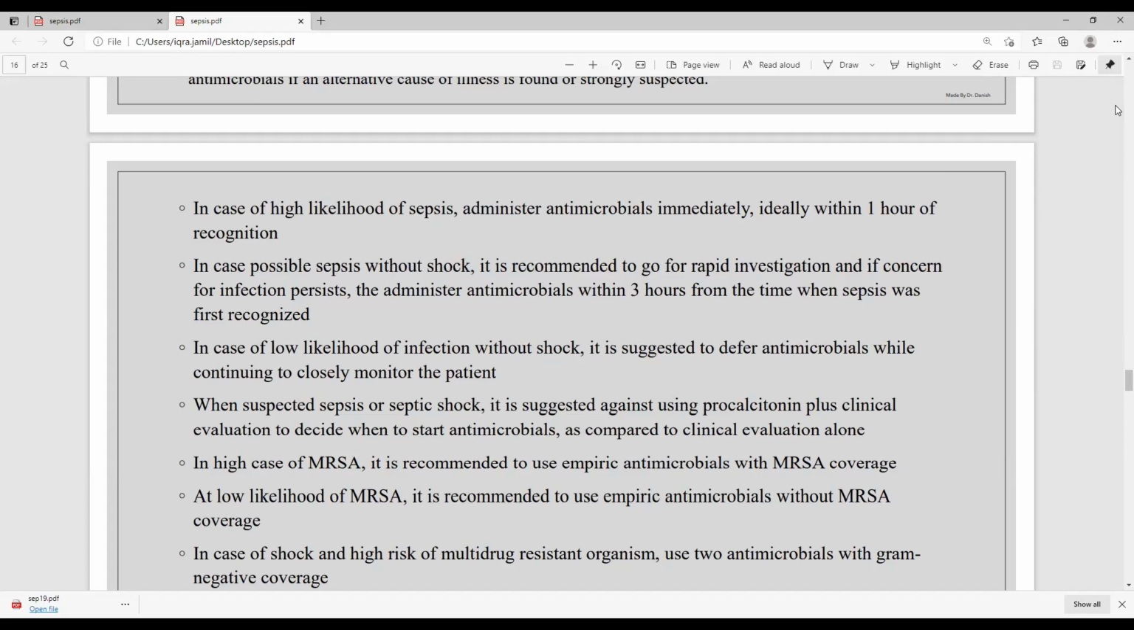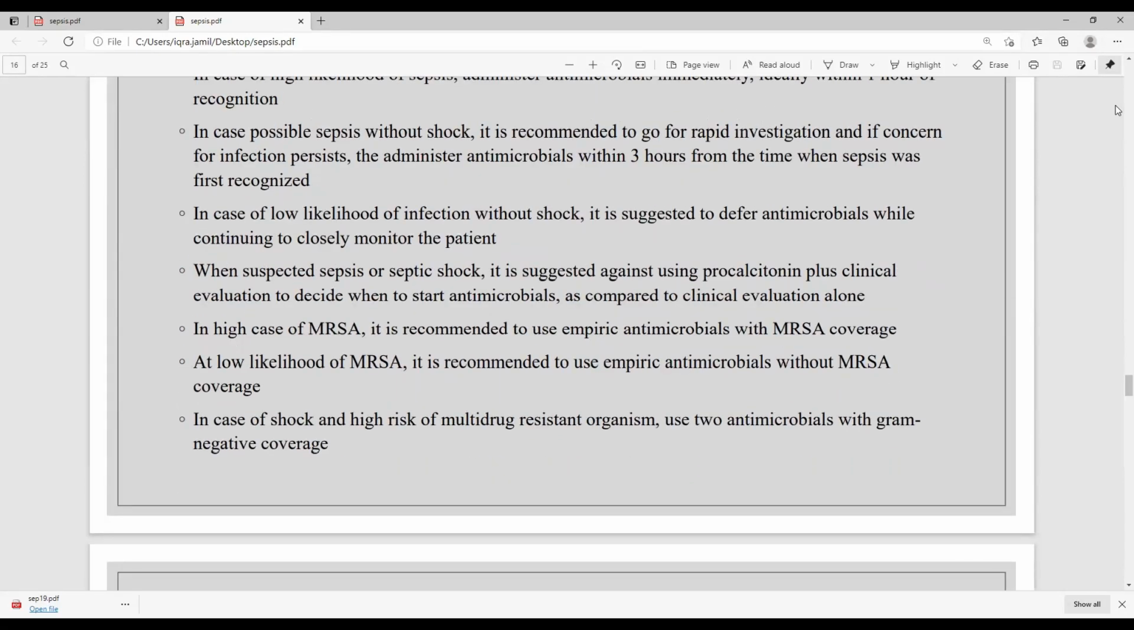At low likelihood of MRSA, it is recommended to use empiric antimicrobials without MRSA coverage. There are risk factors for MRSA. You all know those risk factors. For example, a history of hospitalization in the last 90 days, previous antibiotic intake in the last 90 days, the patient is immunocompromised, the patient has a positive colonization test for MRSA, or the patient has cancer or is taking immunosuppressant drugs like steroids. If there are risk factors, it is a high likelihood. If there is no risk of MRSA, it is a low likelihood.